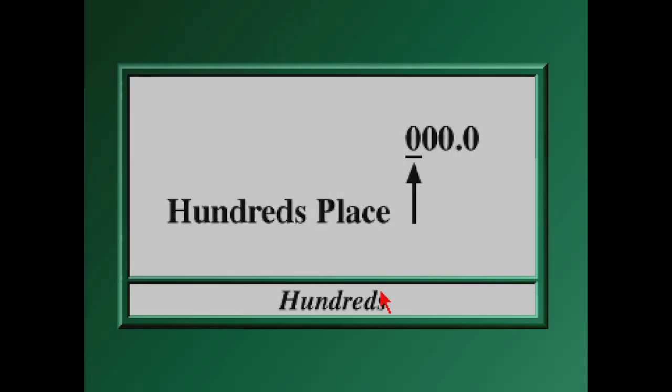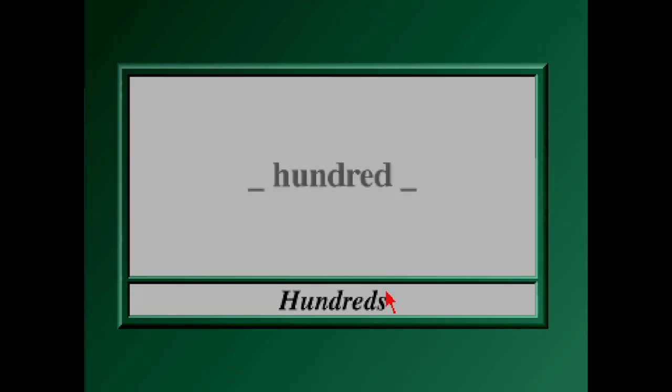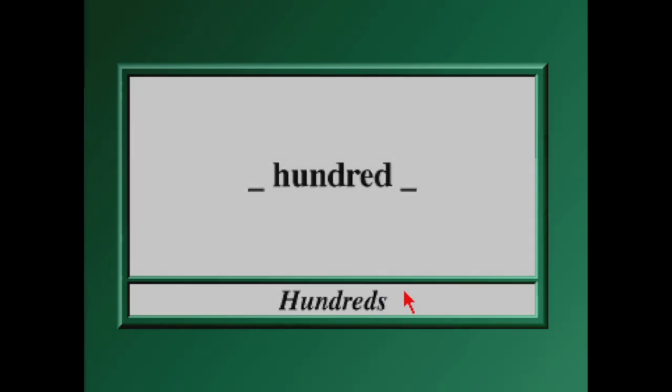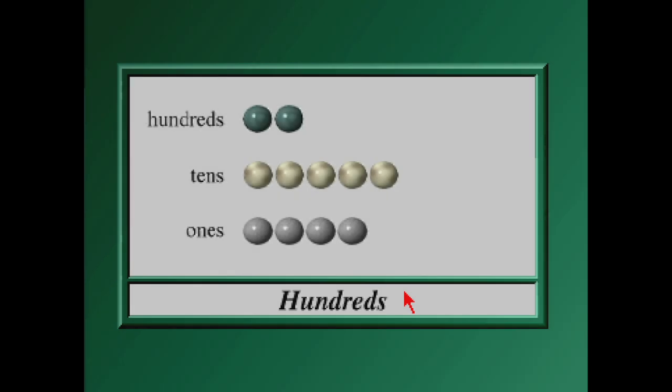The third place to the left of the decimal point is the hundreds place. The first group of 3 places to the left of the decimal point is called the hundreds group. Numbers in this group are read as blank, hundred, blank. For example, 254 is read as 254. This number has 2 hundreds, 5 tens, and 4 ones.